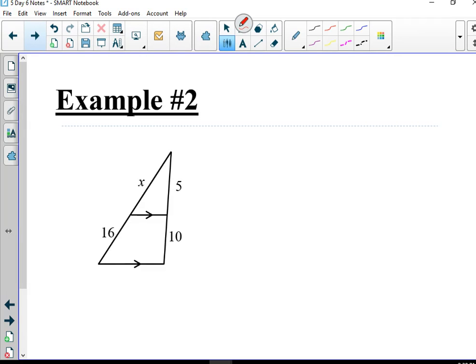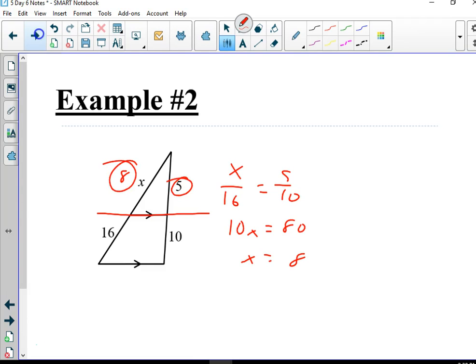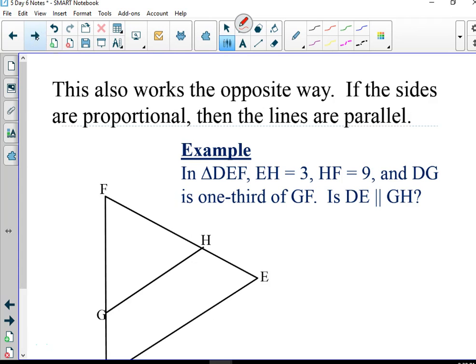Example 2. Again, you could look at this as one big fraction mark. x over 16 equals 5 over 10. 10x equals 80. x equals 8. Also, if you notice it, 5 is half of 10, 8 is half of 16. That would have been the shortcut. It's a 2-to-1 ratio. If you see these things, it's okay.